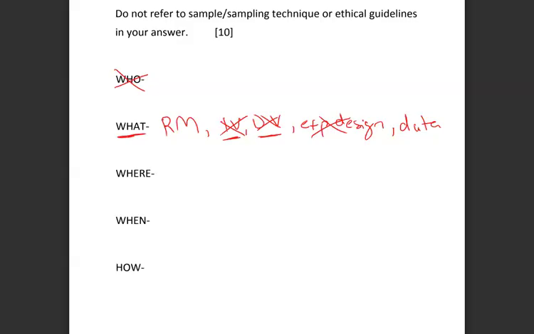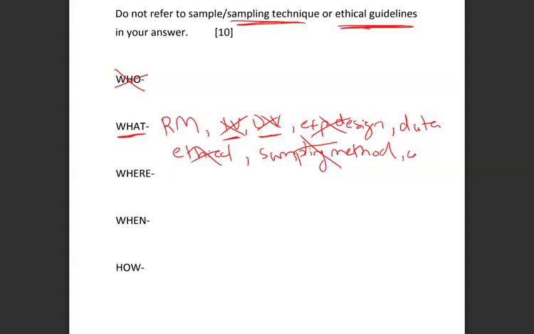You can talk about ethical guidelines, right? If they're relevant to the study, if you're debriefing them, if you're deceiving them, if the consent is being taken, all of that. However, again, if they mention in the question, do not refer to ethical guidelines, then it is not relevant to the situation or the question. The sampling method is also important, but again, if they are telling you not to refer to sampling technique, then you would not talk about it. And any controls that you may want to keep in mind, right?